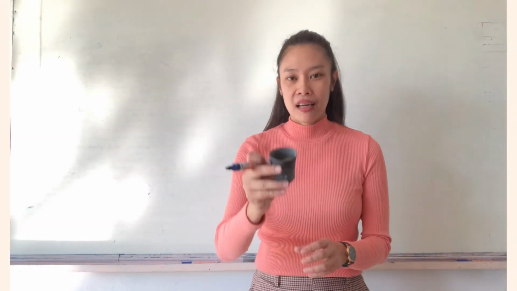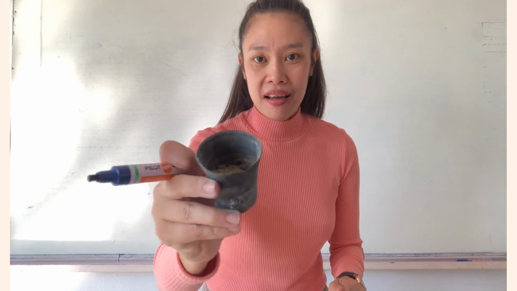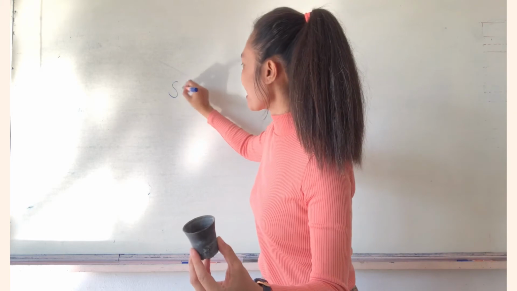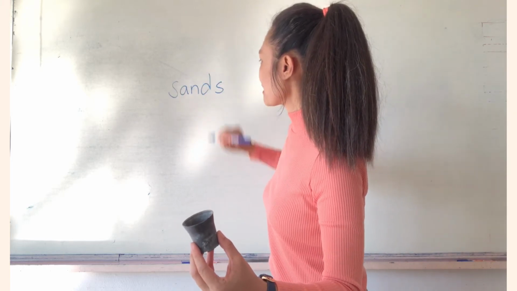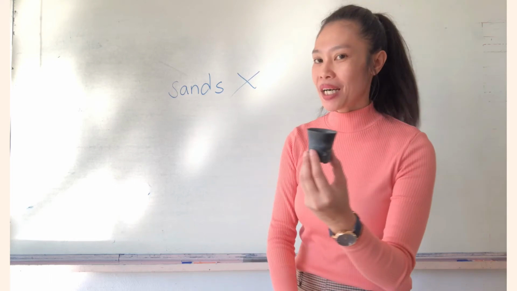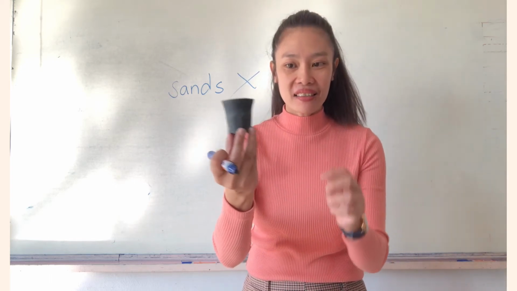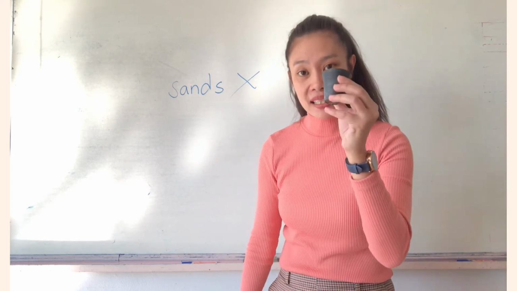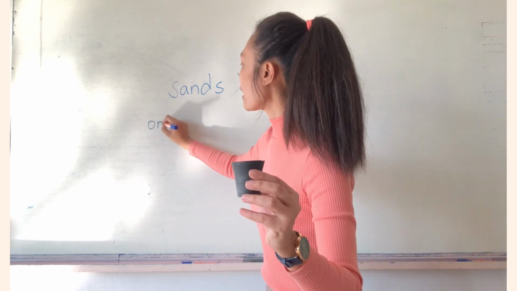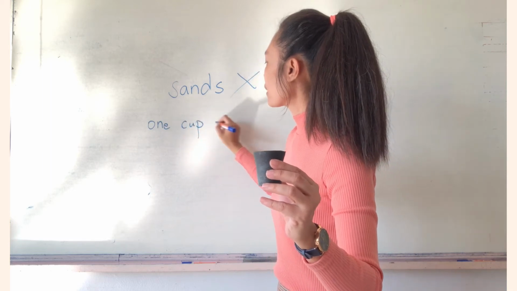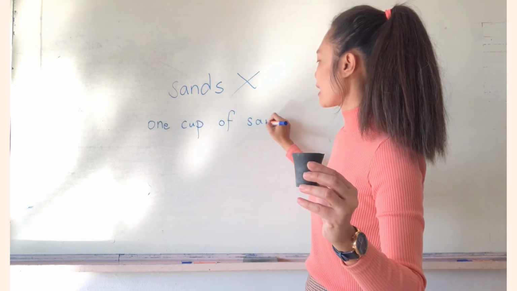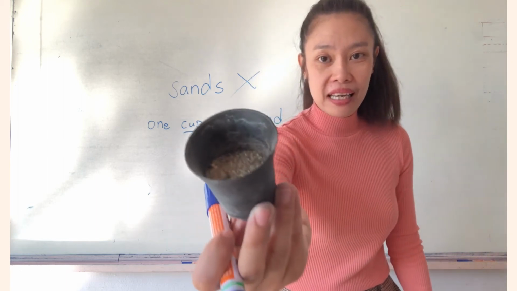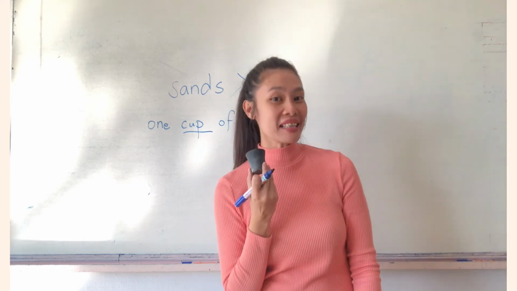2 bottles of water. All right? Next. Sand. The sand on the beach. We cannot say sands, but we can say, what is this? That's right, cup. We can say 1 cup of sand. 1 cup of sand. All right?